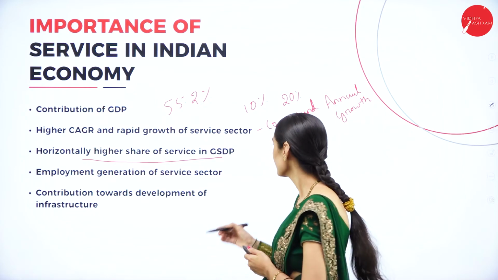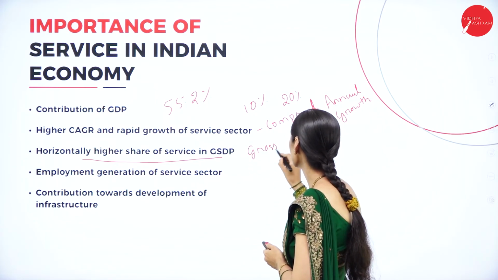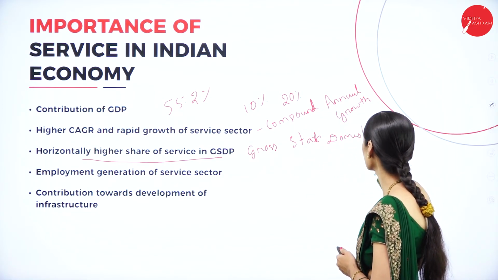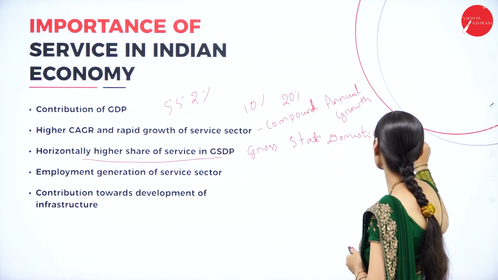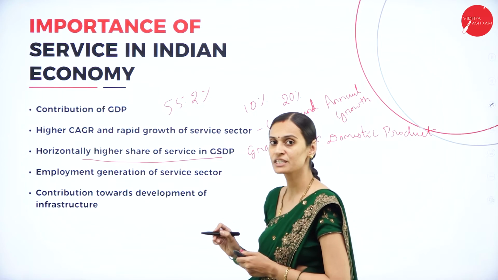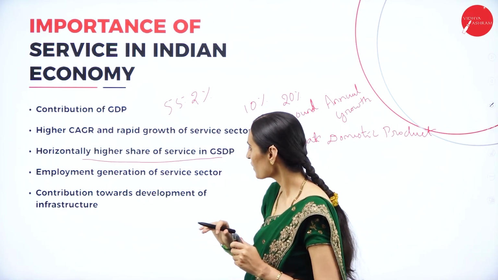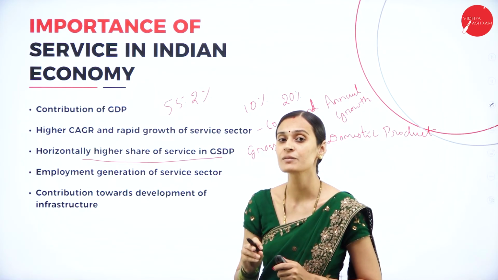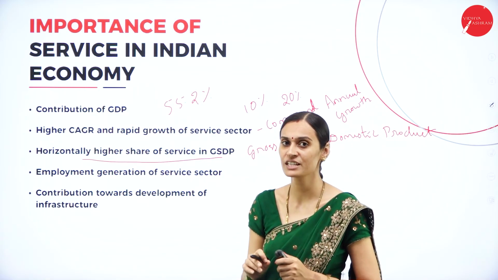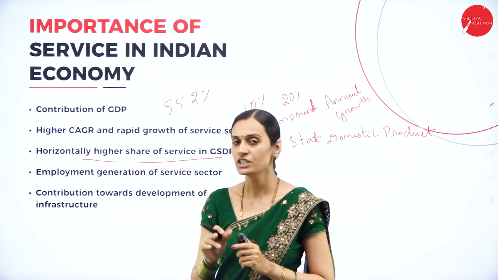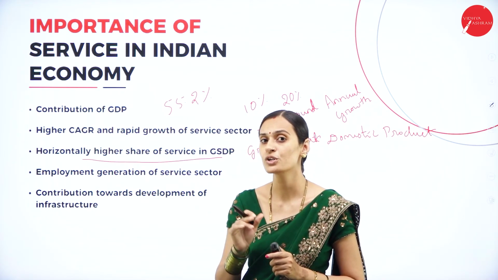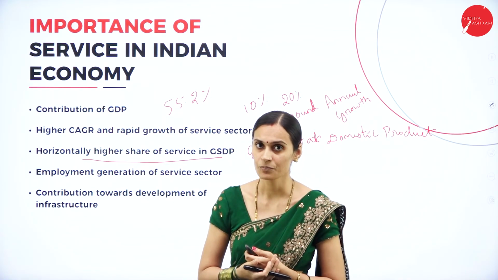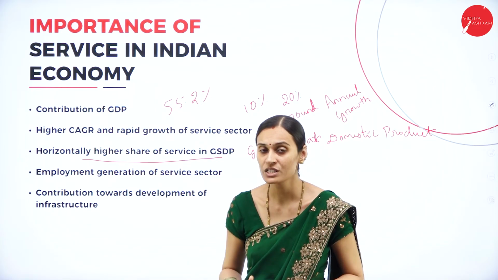GSDP means gross state domestic product. It is not national income, it is state income. Yes, higher share of service sector in GSDP tells that state wise it is increasing. State wise, the contribution of service sector is increasing. If we consider different states, Chandigarh has 85% contribution and Delhi is second, with 81% share contributed by service sectors. Yes, so this tells about state wise development.